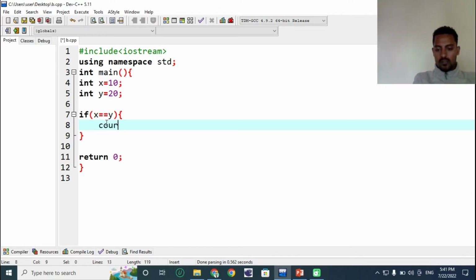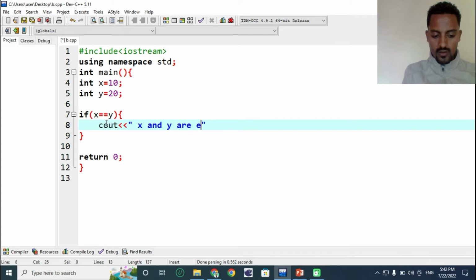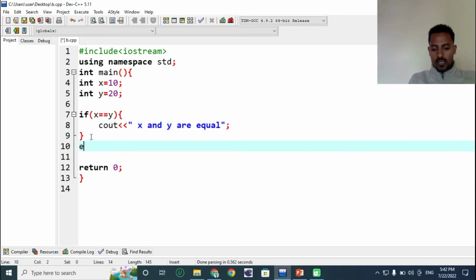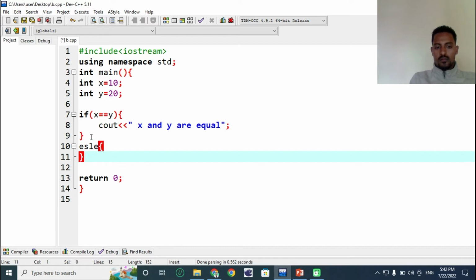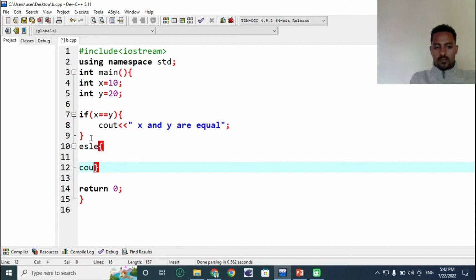So let's say cout x and y are equal. Okay, equal. if እንደዚህ ካልሆነ else ይባላል እሱኛው else cout they are not equal.